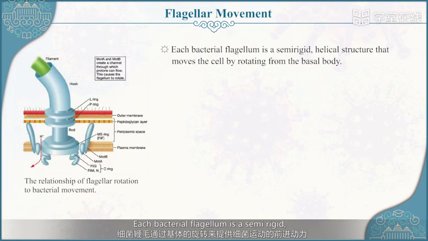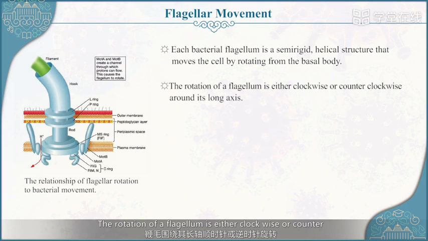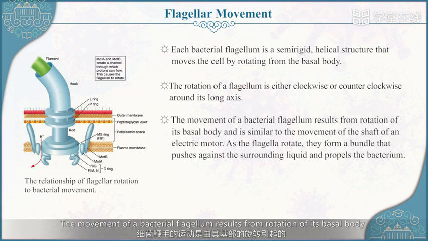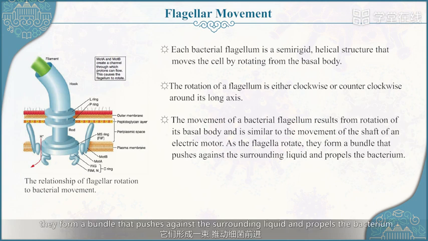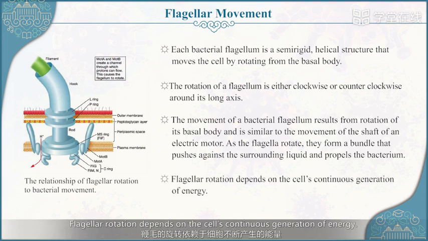Each bacterial flagellum is a semi-rigid helical structure that moves the cell by rotating from the basal body. The rotation of a flagellum is either clockwise or counterclockwise around its long axis. The movement of a bacterial flagellum results from rotation of its basal body and is similar to the movement of the shaft of an electrical motor. As the flagella rotate, they form a bundle that pulls against the surrounding liquid and propels the bacteria. Flagellar rotation depends on the cell's continuous generation of energy.